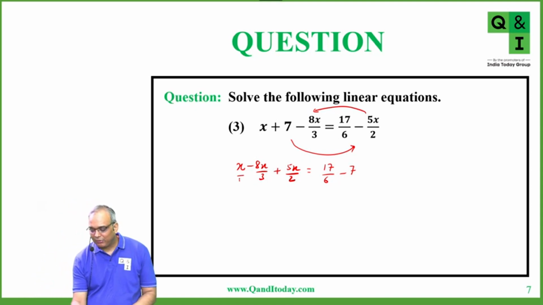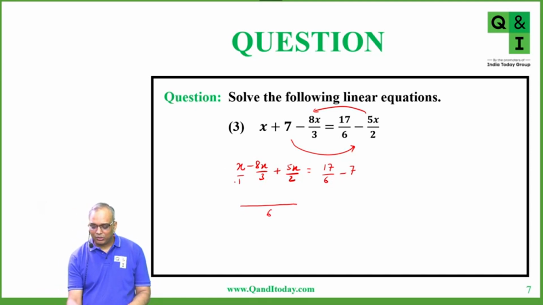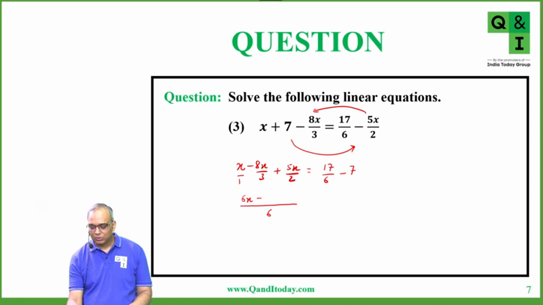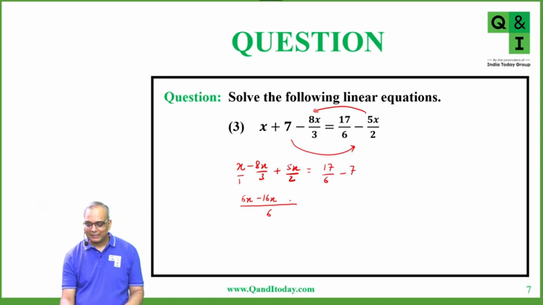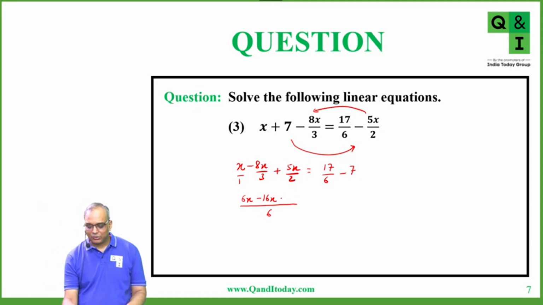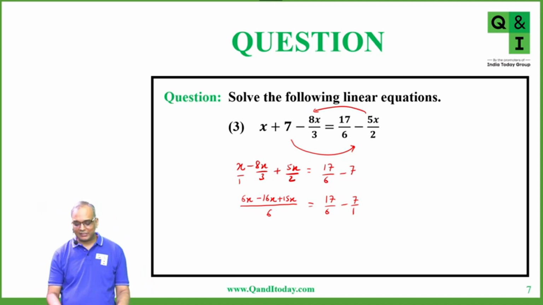Now the LCM of 1, 3 and 2 is 6. So here we'll multiply both numerator and denominator by 6. This will become 6x. In the second term, it is 3, so we'll multiply it by 2. So we will have minus 16x. And the third term, we have 2 in the denominator. We will multiply by 3. So this will become plus 15x. This is equal to 17 by 6 minus 7 by 1, for example. Because there is no denominator, we take 1 as denominator there.